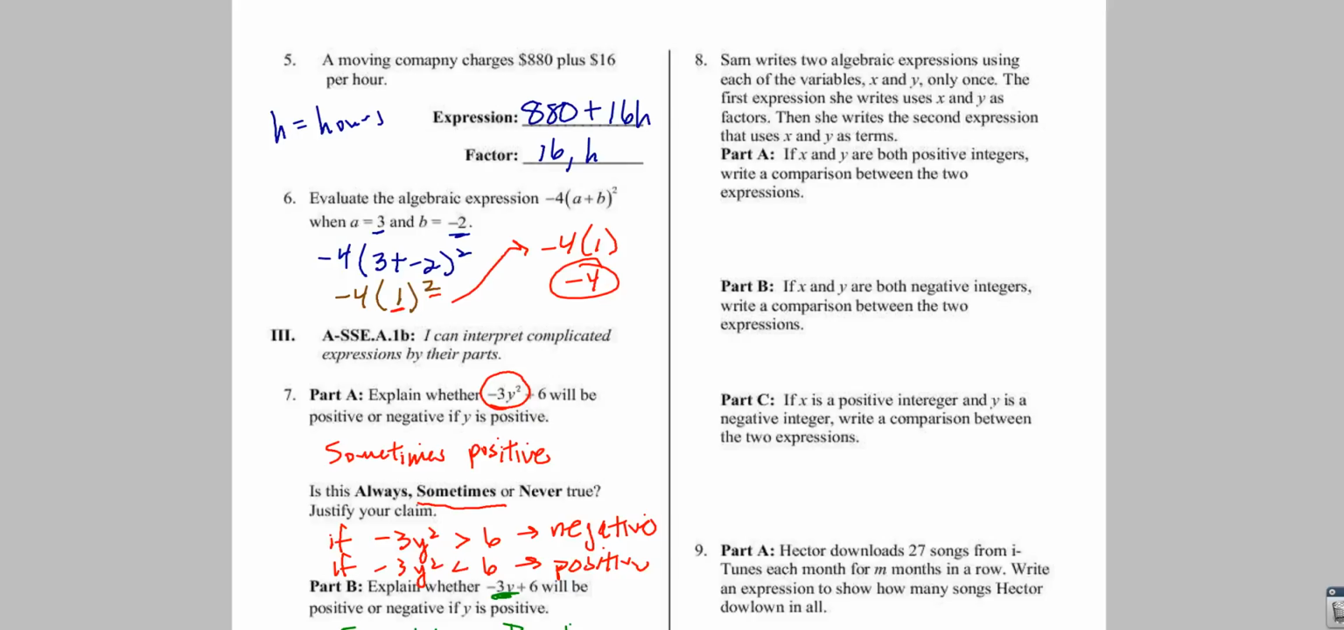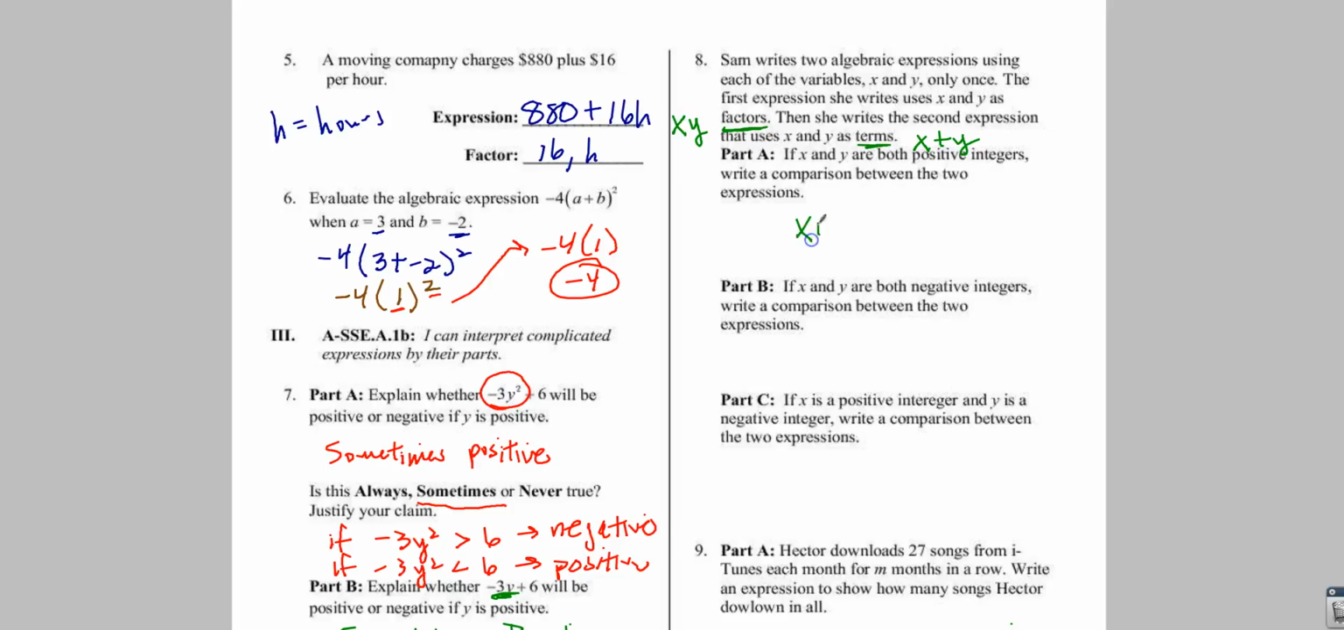Alright. Number 8. Sam writes two algebraic expressions using each of the variables x and y only once. The first expression she writes uses x and y as factors. Then she writes the second expression using x and y as terms. So remember, factors mean they're multiplied together, so that's x times y. And terms means they're added, x plus y. If x and y are both positive, write a comparison between the two expressions.